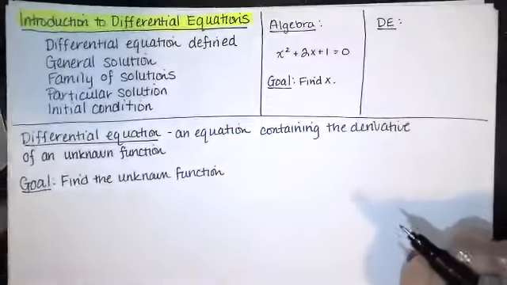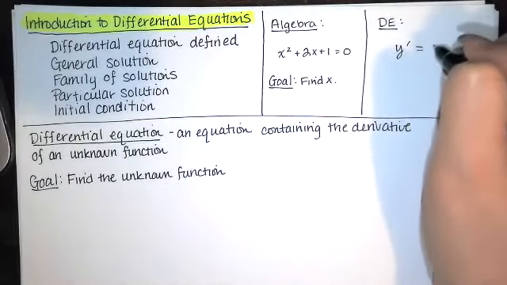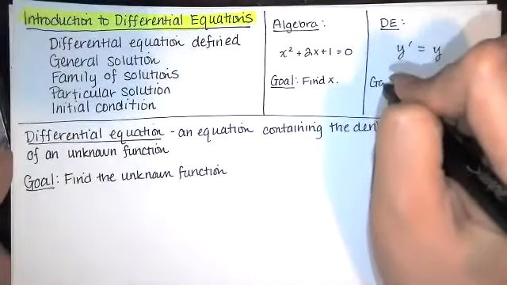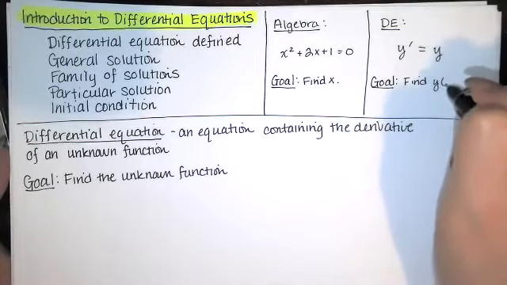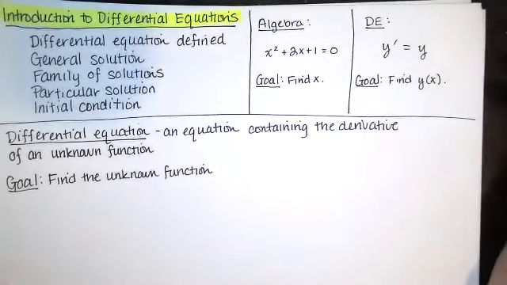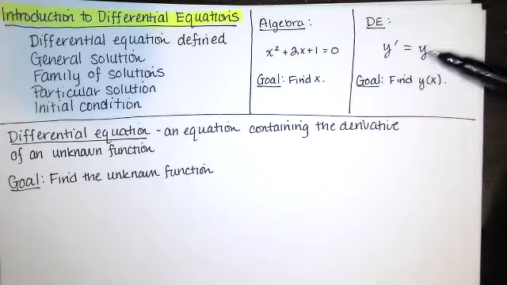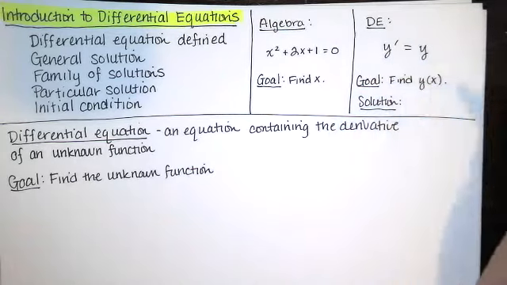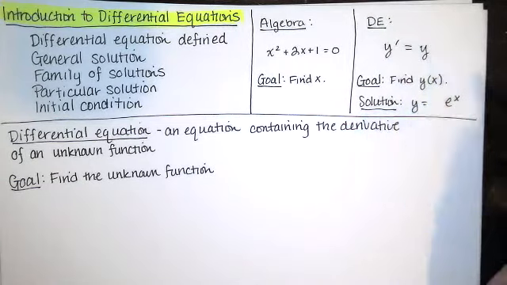So here's an example. Let's say someone gives you y prime equals, let's just say y to start. Your goal is to find a function y of x or y of t that satisfies this equation. So you're asking yourself, okay, what function can I take the derivative of that will give me the exact same function back? And if you answered e to the x, you're right, that's one of the solutions to this differential equation. Because what's the derivative of e to the x? It's e to the x.